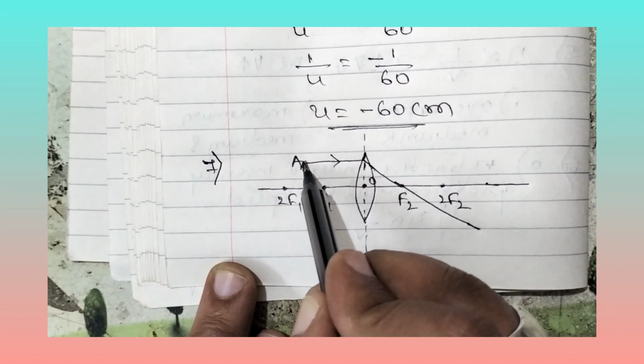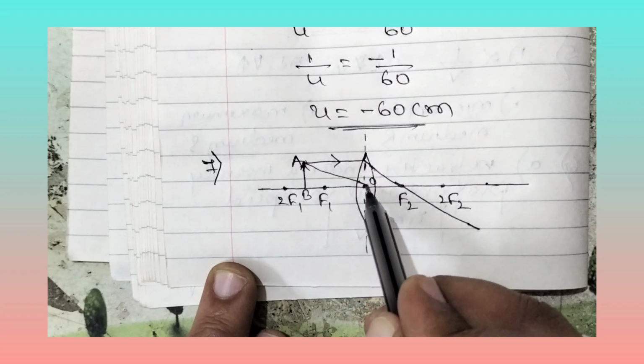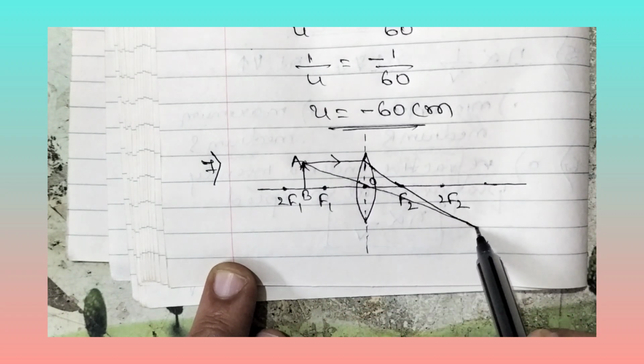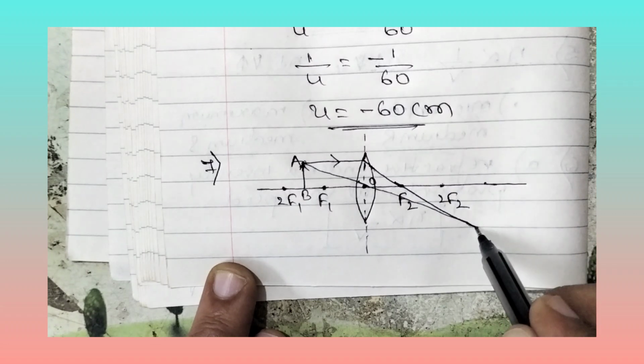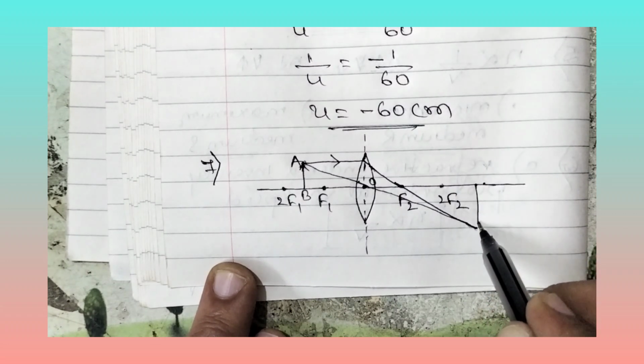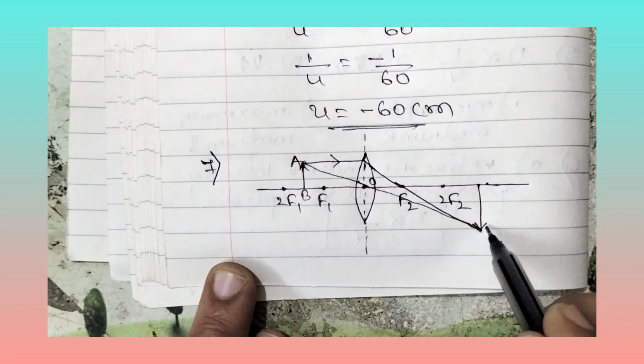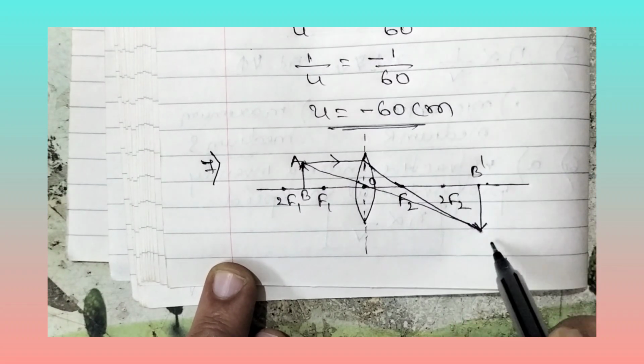Next, the light ray which passes through the optic center moves in a straight path, and where the two light rays meet, there the image is formed. So the image is formed behind 2F2. So this is B dash A dash.